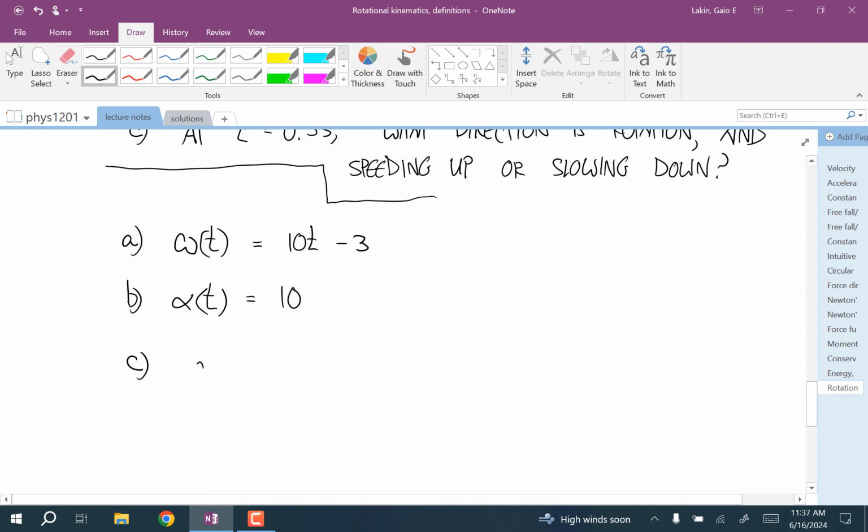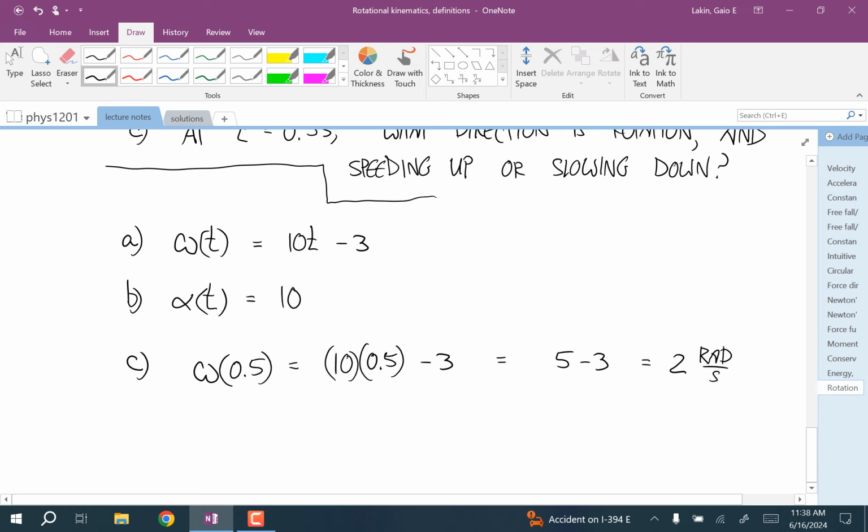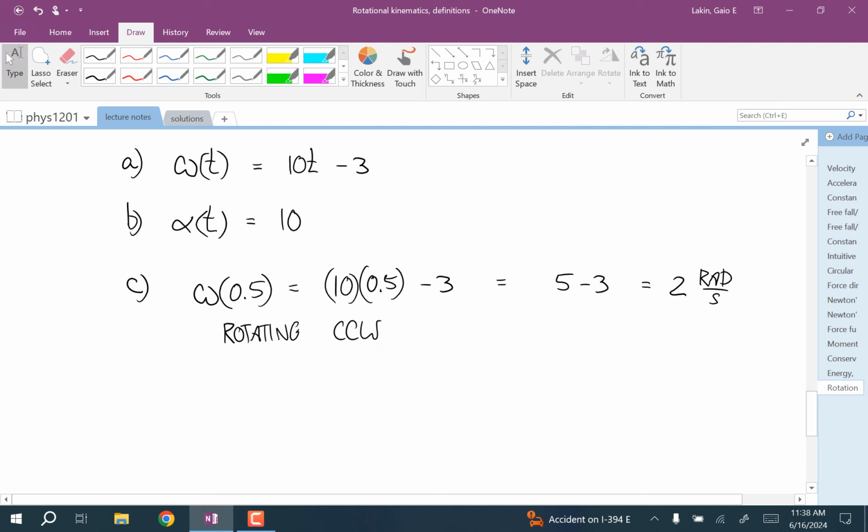Okay, so omega at time equals 0.5 seconds is equal to 10 times 0.5 minus 3. And so that is 5 minus 3, so 2 radians per second. Well, that's positive, so it's rotating counterclockwise. And now to figure out whether it's speeding up or slowing down, we need to know alpha at time 0.5 seconds.